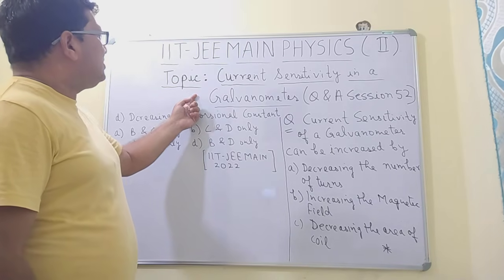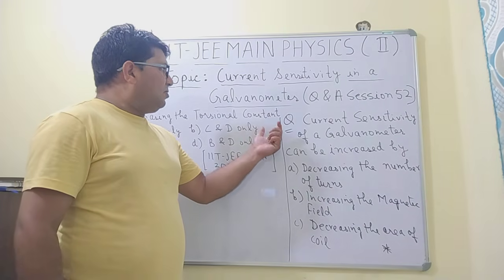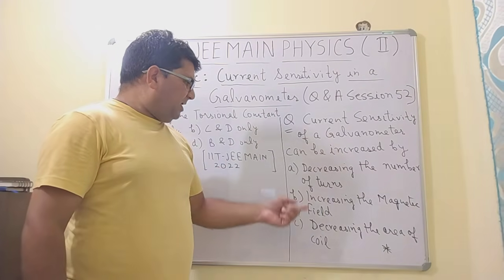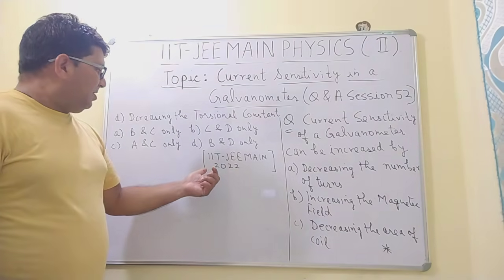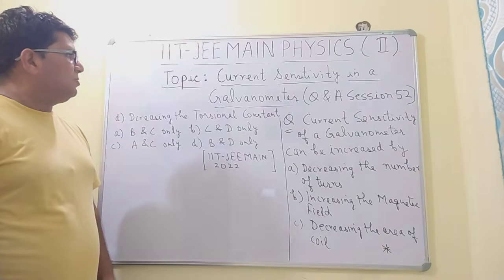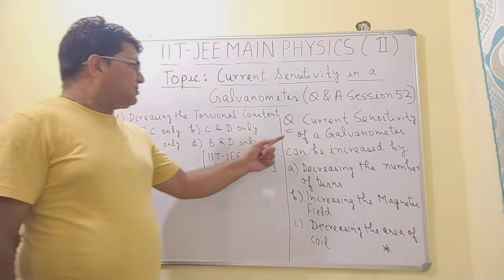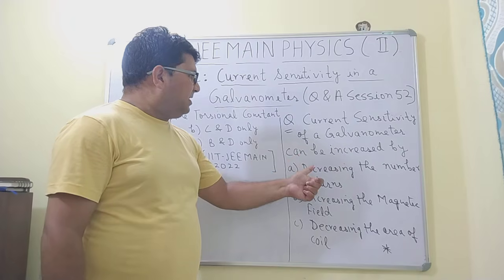The topic is the current sensitivity in a galvanometer. Based on this topic, I have selected one question for this session which was asked in the IIT-JEE and NEET exam in the year 2022. The question is: the current sensitivity of a galvanometer can be increased by.